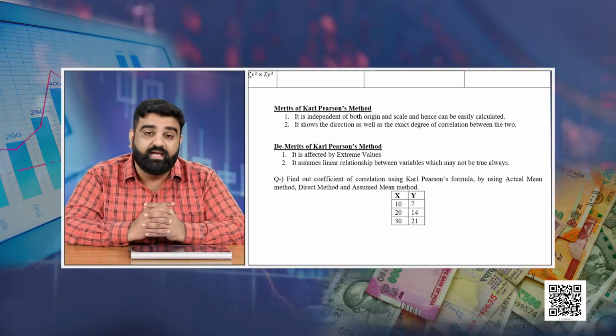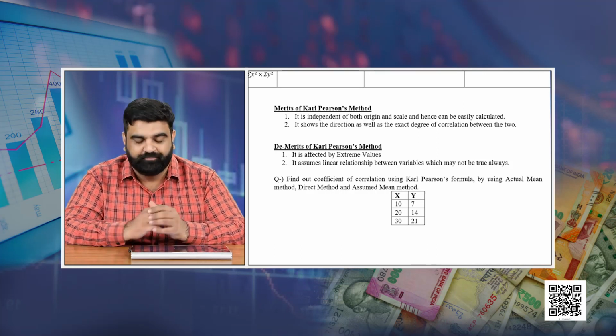The first demerit is that it is affected by extreme values, because we are calculating the mean or taking an assumed mean. This means it is affected by extreme values. The second demerit is that it assumes a linear relationship. Now, what does linear relationship mean? Linear relationship means that the correlation between two variables can be drawn as a simple line on graph paper, but it may not always be true. So, this is a demerit of Karl Pearson's method. I will discuss these again after doing the questions of this chapter.